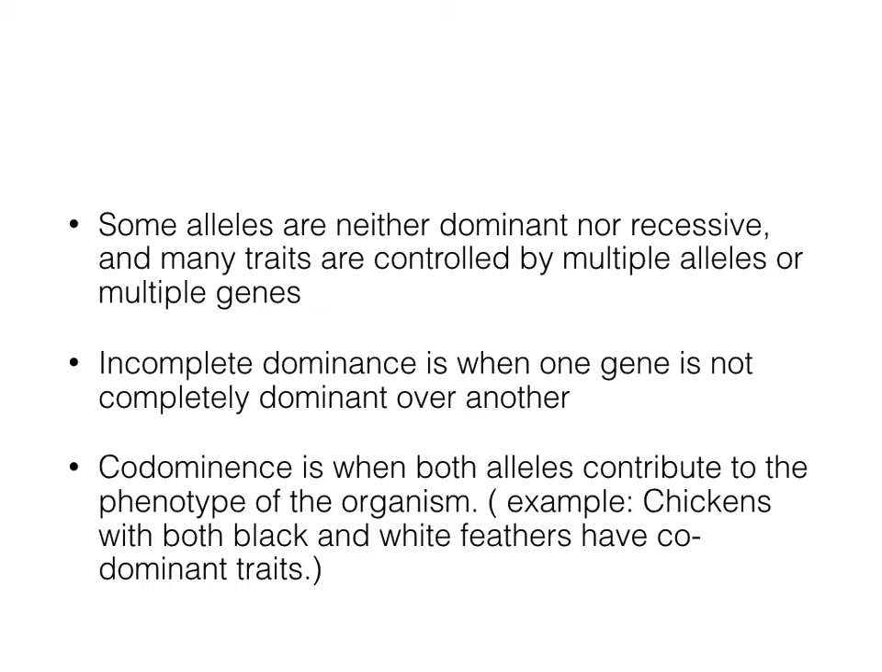This is outside of Mendelian genetics, and this is when they're not completely dominant or completely recessive. So incomplete dominance is when one gene is not completely dominant over another. And we'll see an example of that on the next slide. And codominance is when both alleles contribute to the phenotype of the organism. So chickens with both black and white feathers have codominant traits.